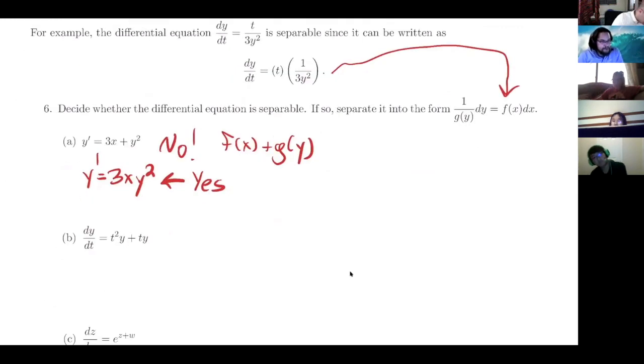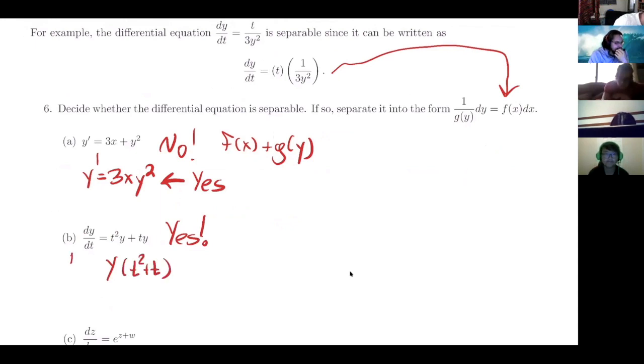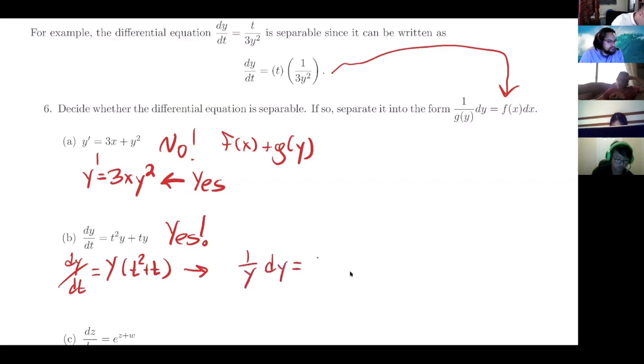This one is separable. How can we separate it? Someone want to share how that's separable? Go ahead, Marissa. You can factor out a y. Yeah, so you have y times t squared plus t. We can factor out a y, and now we can see that we've got a product, right? It doesn't necessarily have to be given initially as a product, but once we factor out the y, now I can divide both sides by y, and then multiply both sides by dt, and go from there.